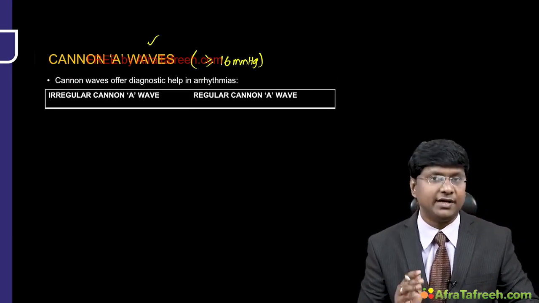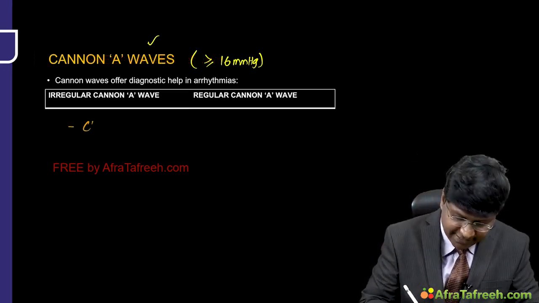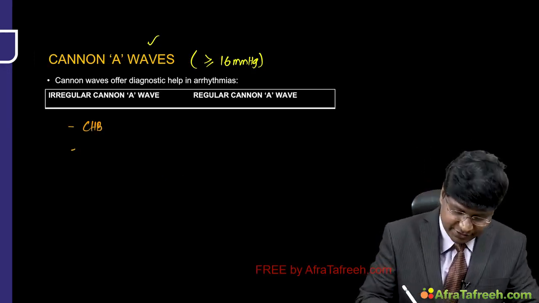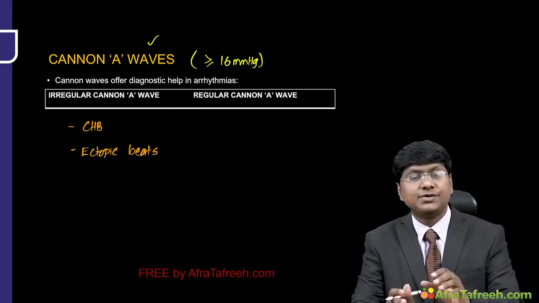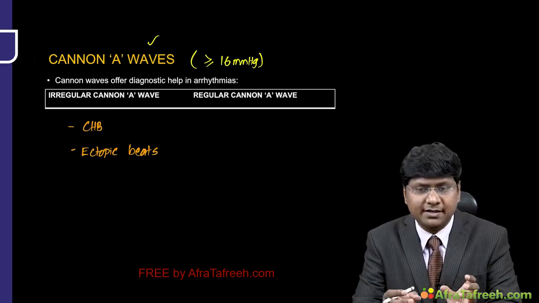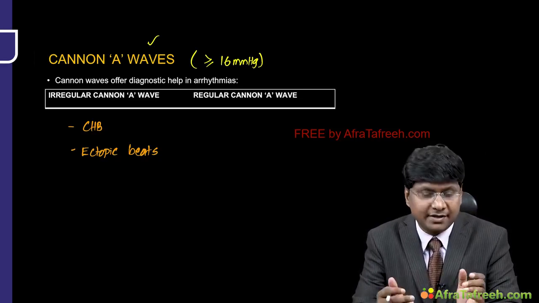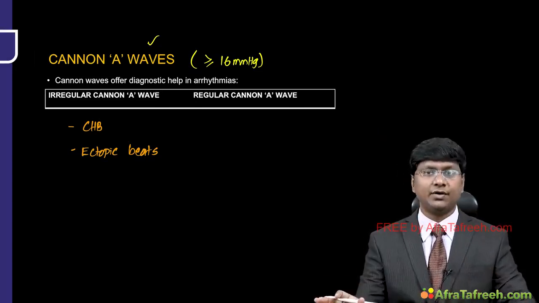Now, what are the conditions where you will have the irregular Cannon A wave? The irregular Cannon A wave, you come across that in patients with complete heart block, and you come across this in patients with ectopic beats, that is the ventricular ectopic beats. So when there is a ventricular ectopic, like when the atria is contracting, during the time of the atrial contraction there is a ventricular ectopic. So what will happen? The atria and ventricle are contracting simultaneously, and the right atria has to contract against the closed tricuspid valve, resulting in the irregular Cannon A wave.